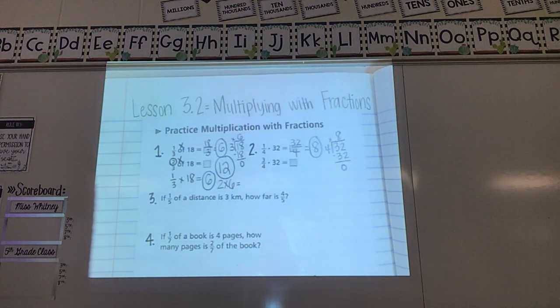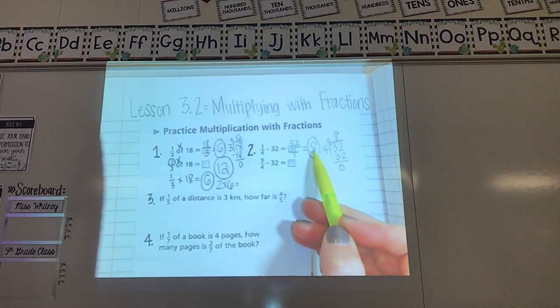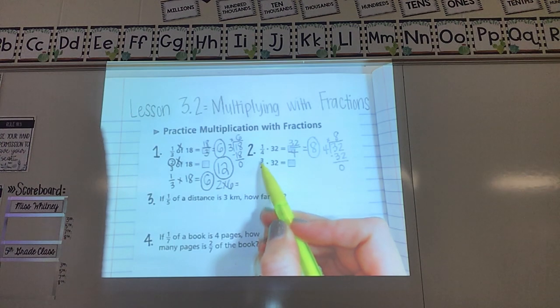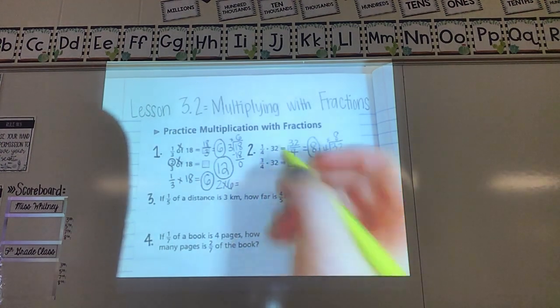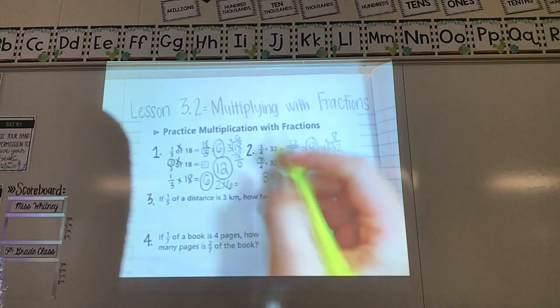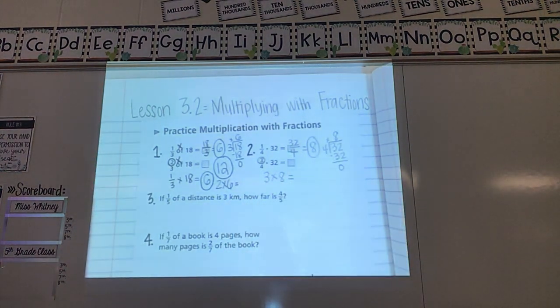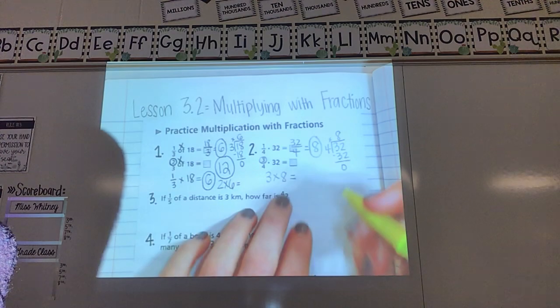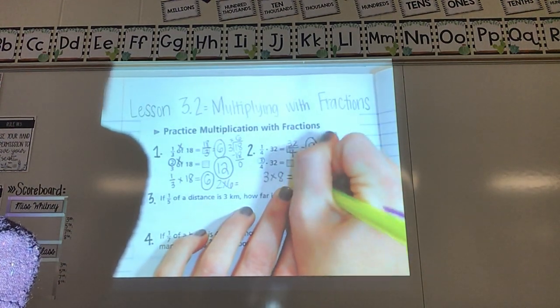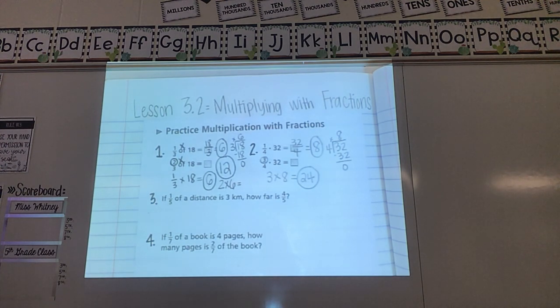Now I'm going to use what I know. 1/4 times 32 was 8. I want to know 3/4 times 32. So I'm going to take my top number, 3, times my answer that I got for 1/4, which is 8, and that's going to give me this answer. What is 3 times 8? 24. 3 times 8 is 24. Okay, we're going to keep practicing that trick, but it makes it a lot faster than having to actually multiply that out like they're wanting us to do.